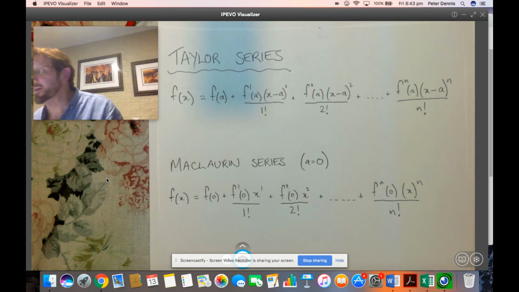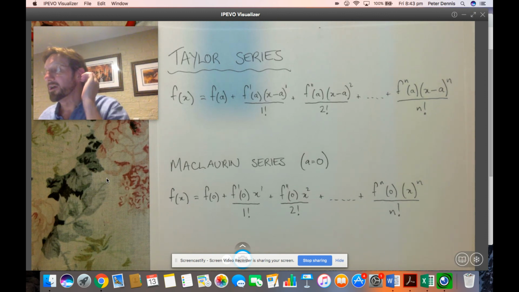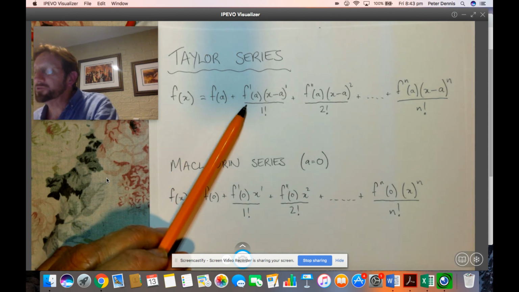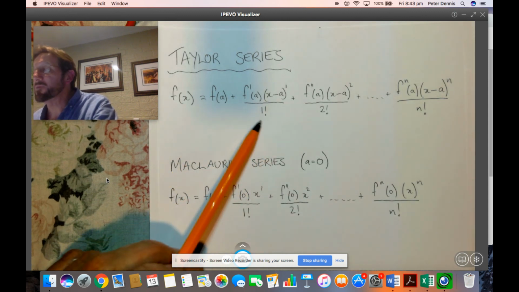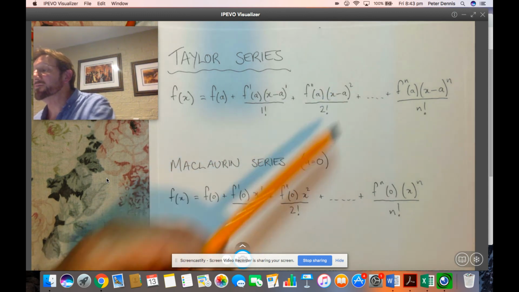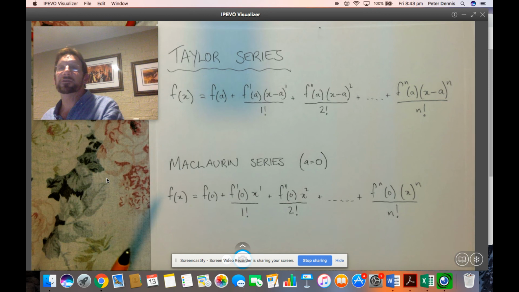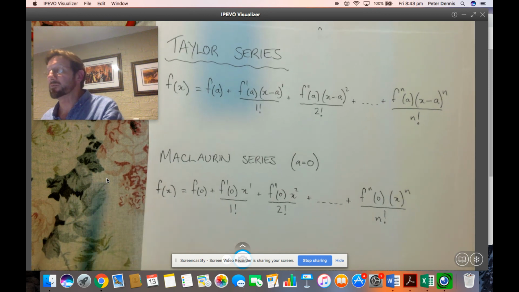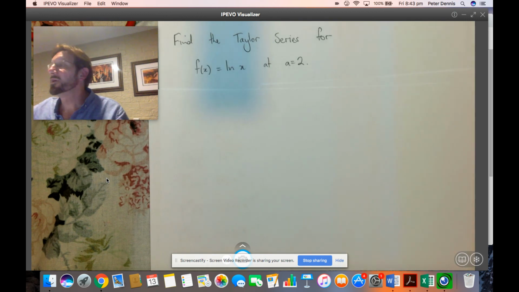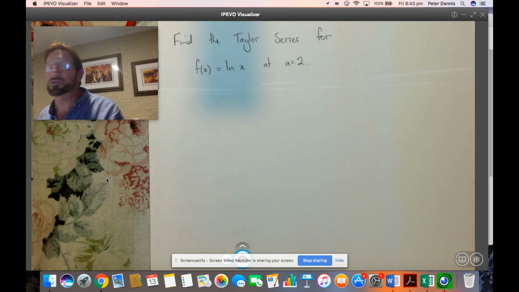Let's look at this in terms of a Taylor series. Remember, a Taylor series: f of x equals f of a plus the first derivative, x minus a over 1 factorial, plus the second derivative at a, x minus a squared over 2 factorial. It is just a different case where the Maclaurin series was at a equals 0. So let's find the Taylor series for f of x equals log x at a equals 2.